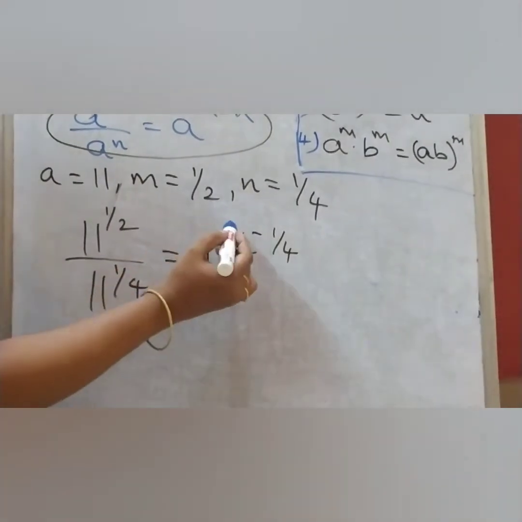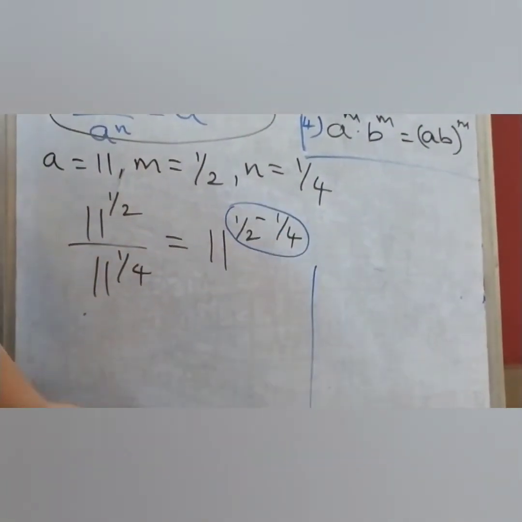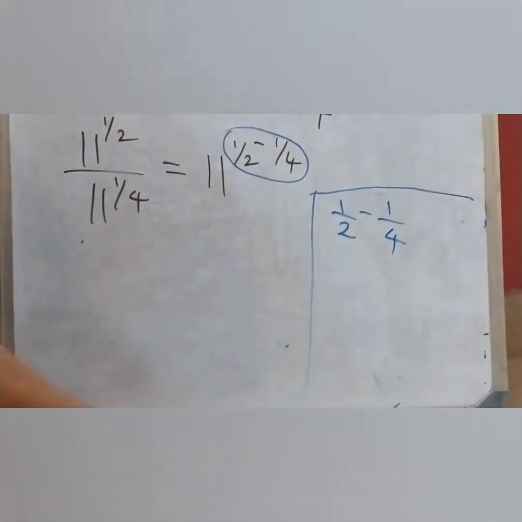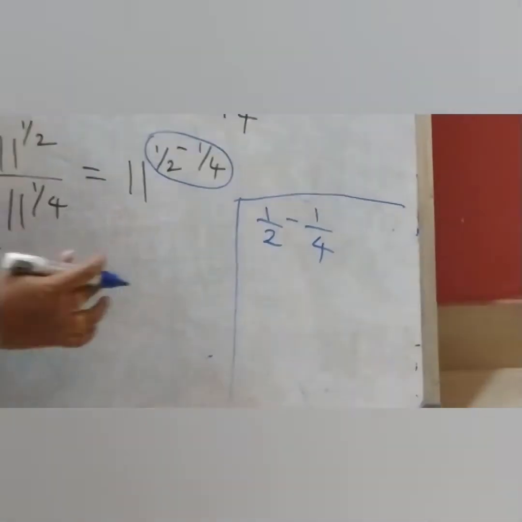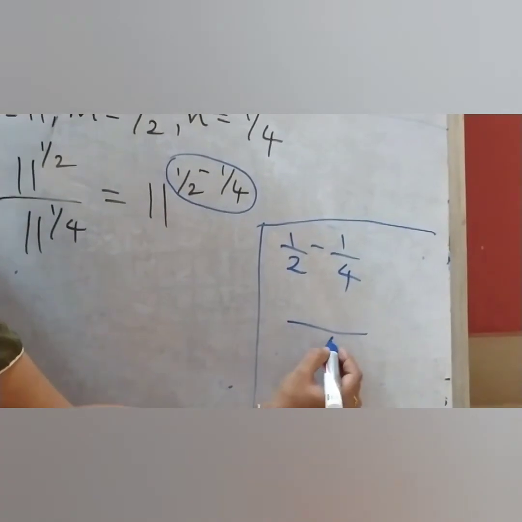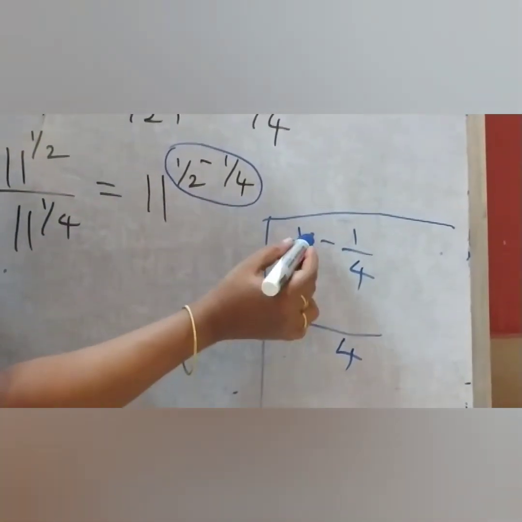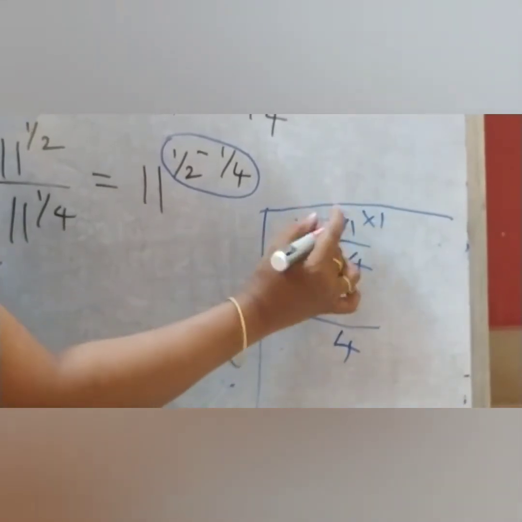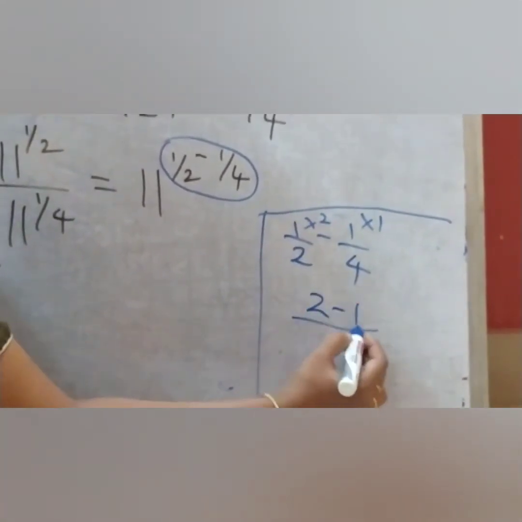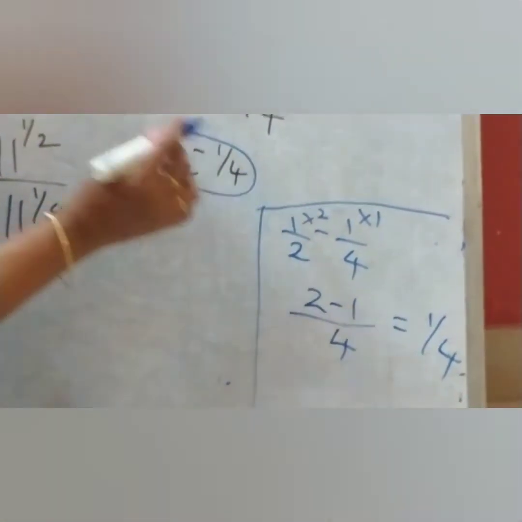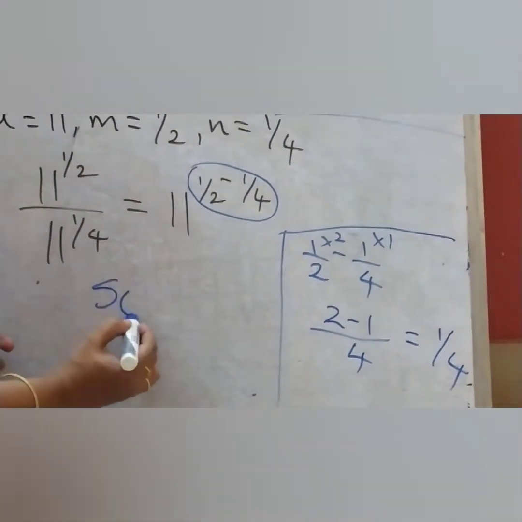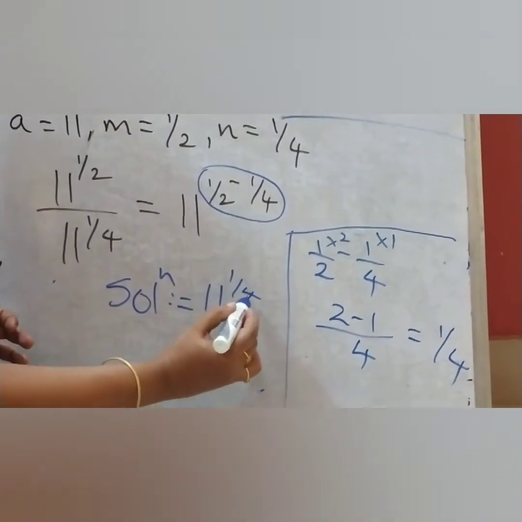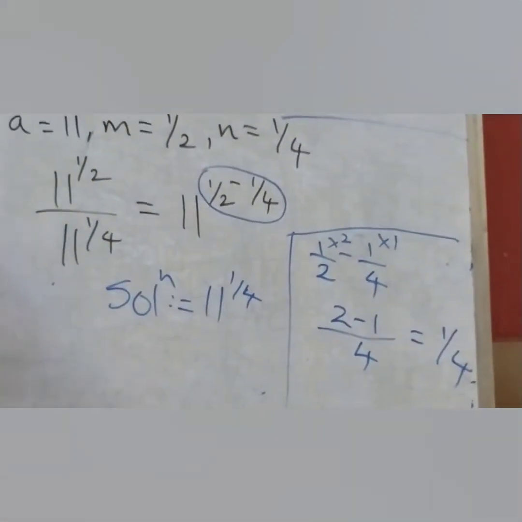Now I am going to do this separately here, children. You can also do it in your working column. My half minus 1 by 4. The LCM of 2 and 4 will be 4 only. So 2 how much are 4? 2 2s are 4. 4 how much are 4? 4 1s are 4. So 1 2s is 2 minus 1. So I get the answer as 1 by 4. So my solution here is 11 power 1 by 4.